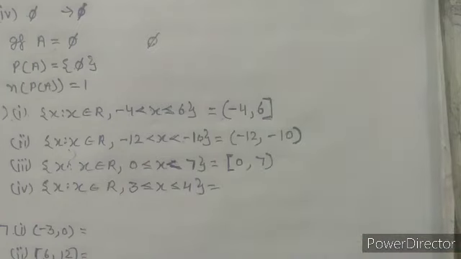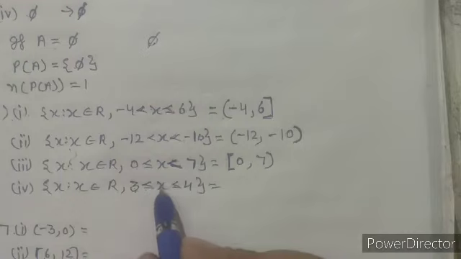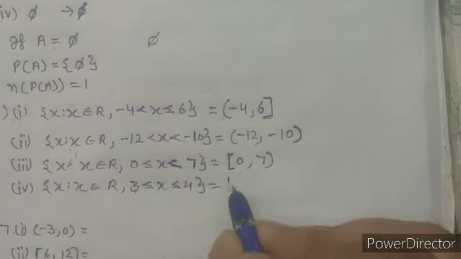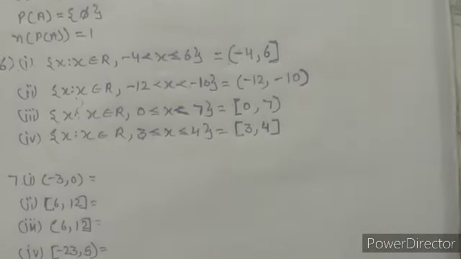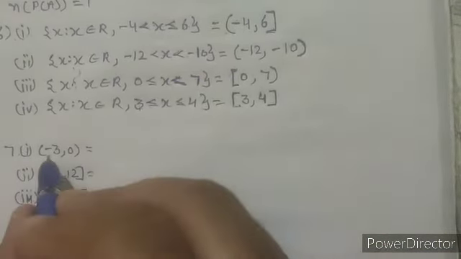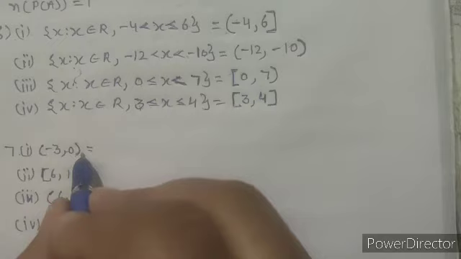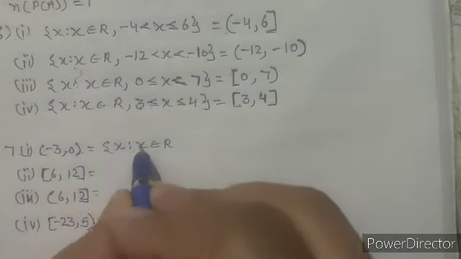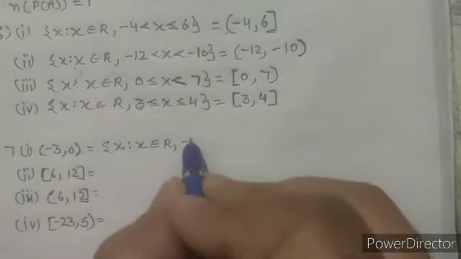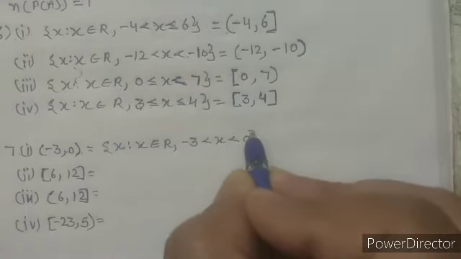Here 3 and 4 are both included, and x is greater than or equal to 3 and less than or equal to 4, so we will take close brackets. Now in question number 7, -3 to 0 are represented inside open brackets, so these can be written in set builder form as x such that x belongs to real numbers where x is greater than -3 and less than 0.